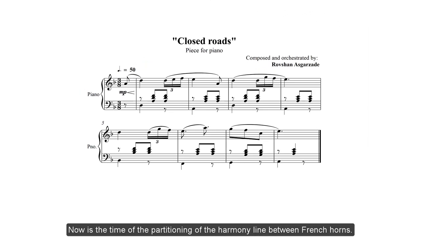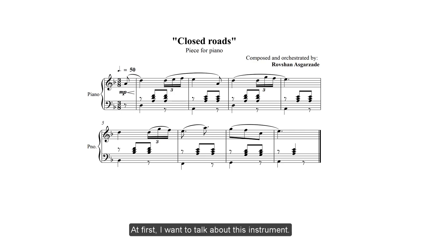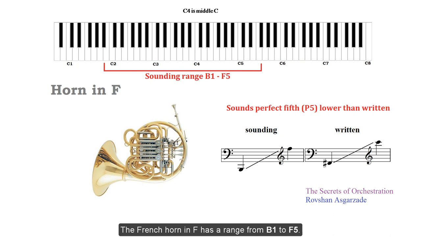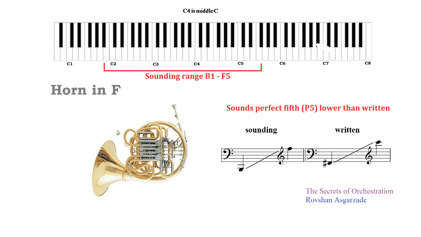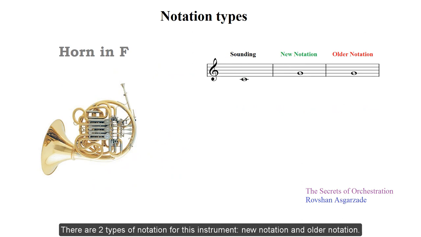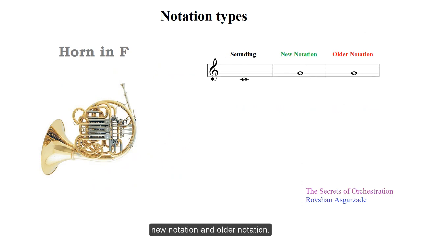Now is the time of the partitioning of the harmony line between French horns. At first, I want to talk about this instrument. The French horn in F has a range from B1 to F5. This is a transposing instrument and sounds a perfect fifth lower than written. The French horn is written in bass clef and in treble clef. There are two types of notation for this instrument: new notation and older notation.